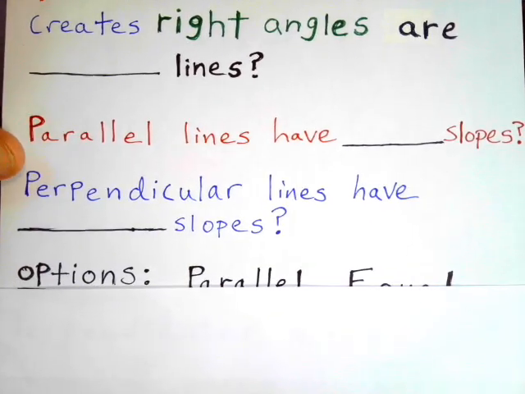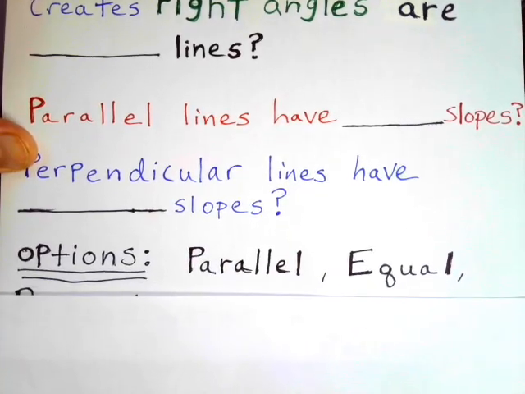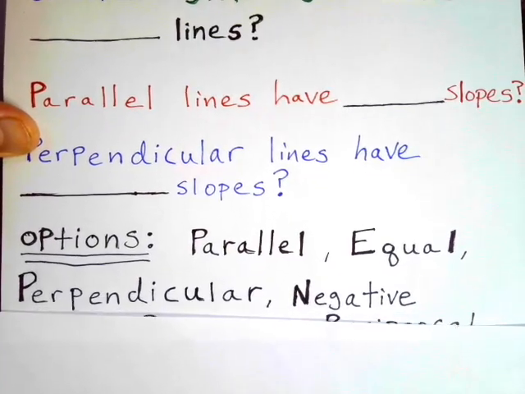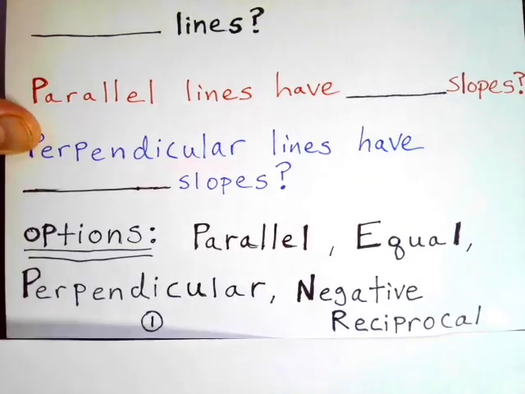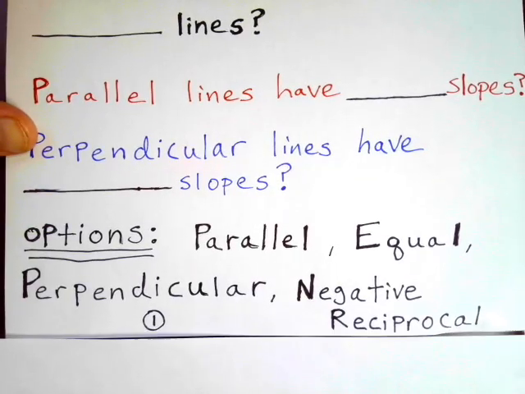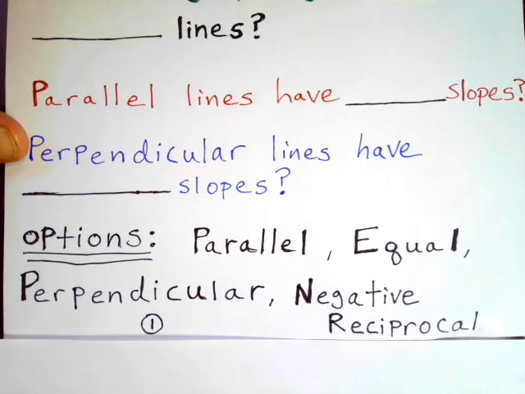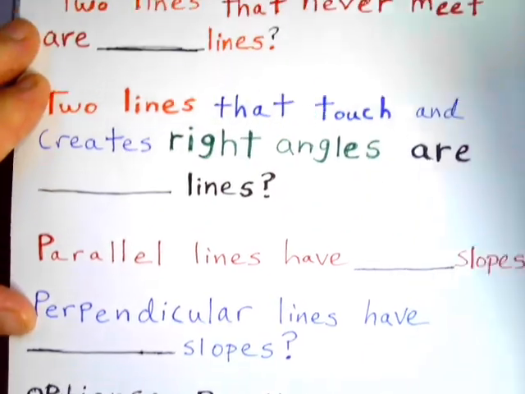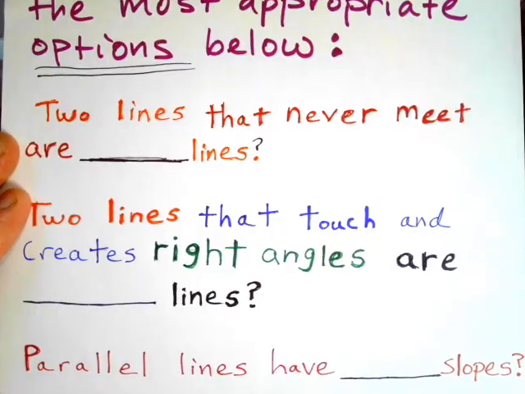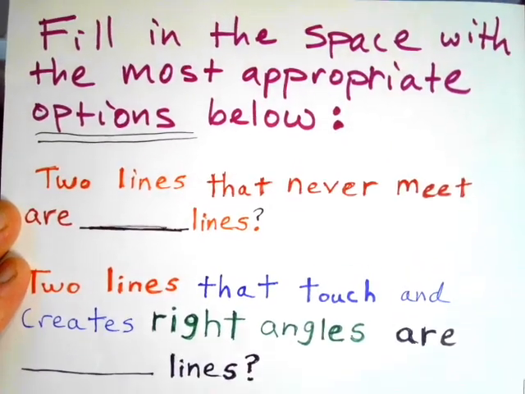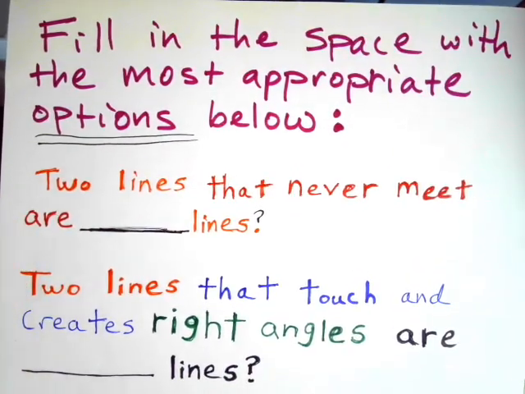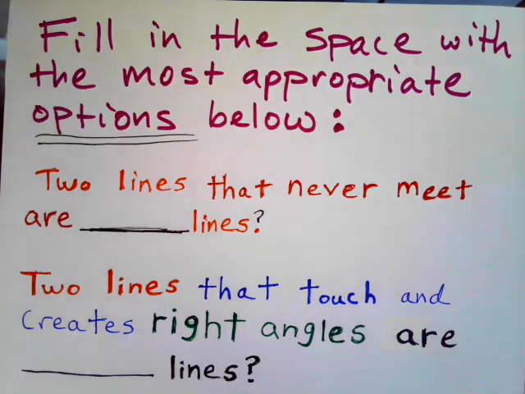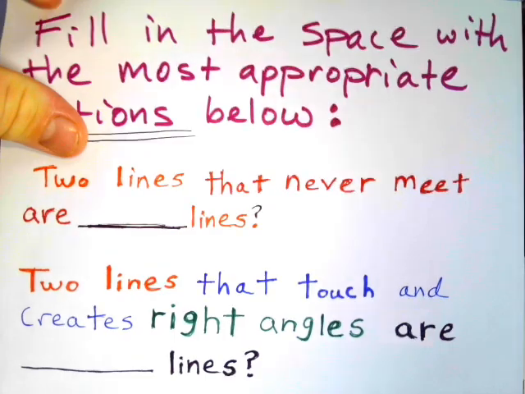And here are your options. Parallel, equal, perpendicular, negative reciprocal. I'm going to read that again, since you've been able to see the options. So the options again are parallel, equal, perpendicular, and negative reciprocal.